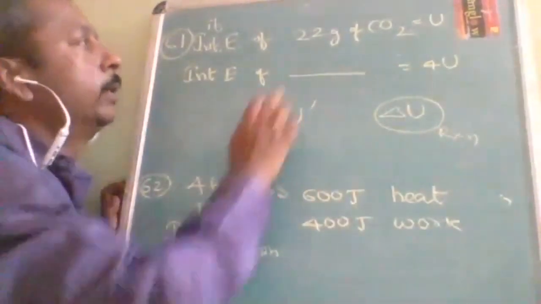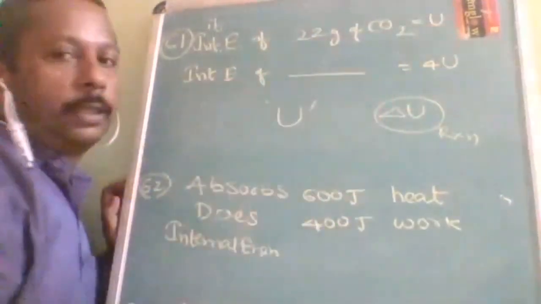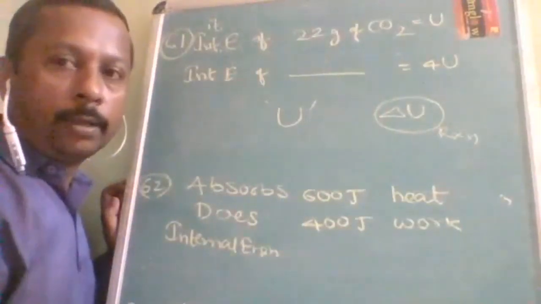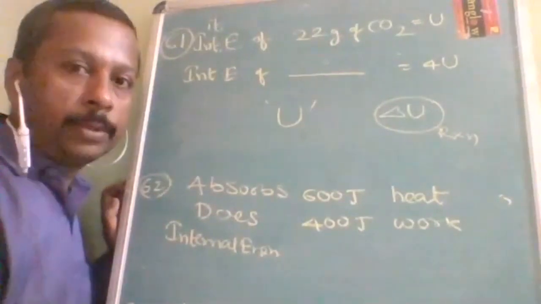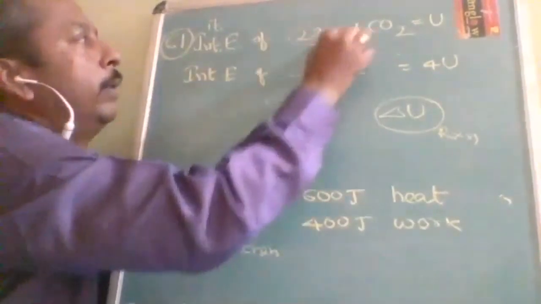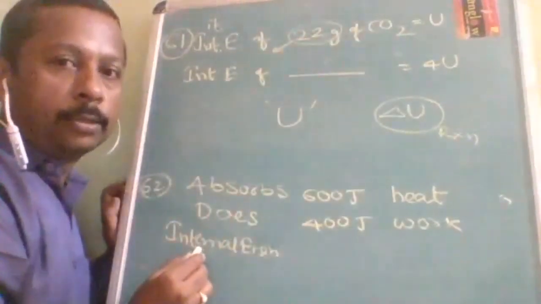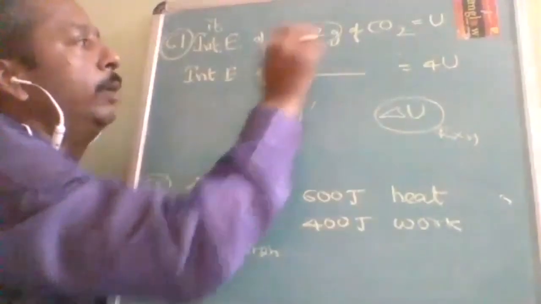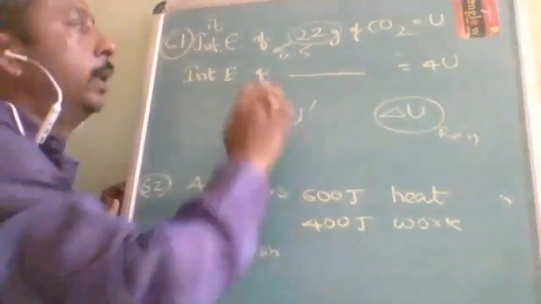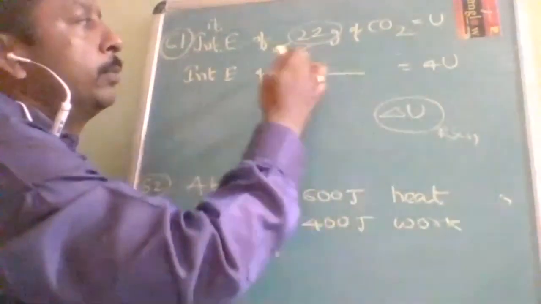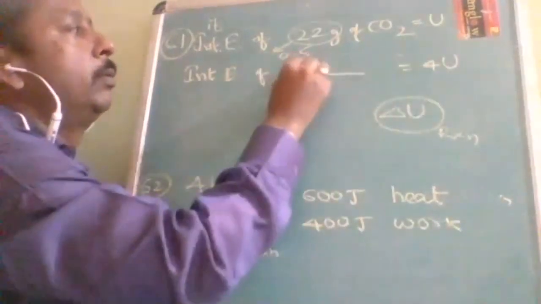So here quantity is changing. If 22 grams is equal to U, then how many grams is equal to 4U? Depending on the options, you have to change some options. If they are in moles, then 22 grams is equal to how much? 44 grams is the molecular mass, so 22 grams will be 0.5 moles. If 0.5 moles is equal to U, then 4U will be 4 times 0.5. That will be 2 moles.